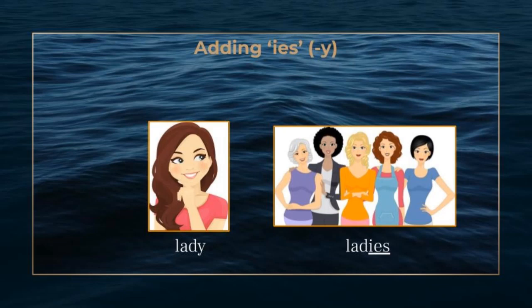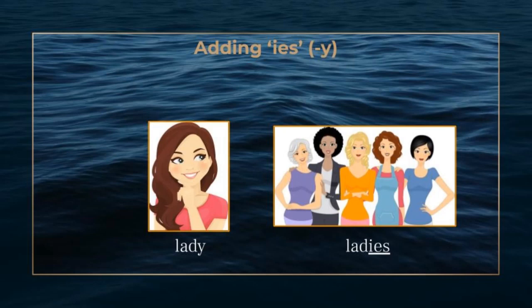Now remember the rule. If a singular noun is ending with a consonant along with the letter Y, we have to remove the last letter Y and then add IES. Here, the given singular noun is lady, LADY. Look at the last letter. The last letter is Y. The word lady ends with a consonant along with the letter Y.